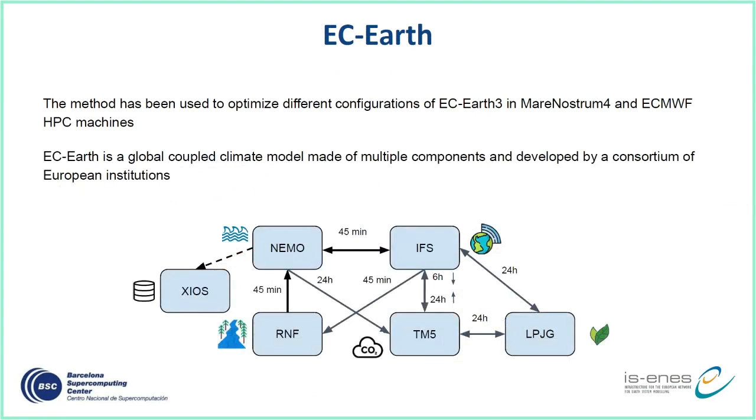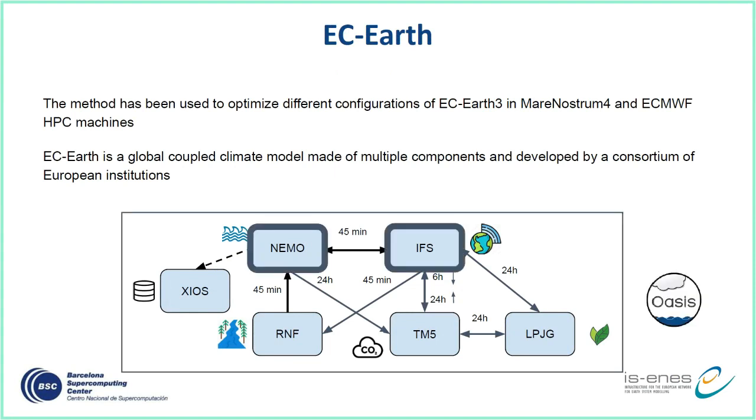The method has been used to optimize different configurations of EC-Earth3 on MareNostrum and also on ECMWF machines. So yeah, I will be mainly talking about the most used configuration, which is NEMO and IFS. NEMO using the standard resolution is 1 degree, and 80 kilometers for the atmosphere, IFS, and the coupling frequency is 45 minutes, and everything handled by OASIS.